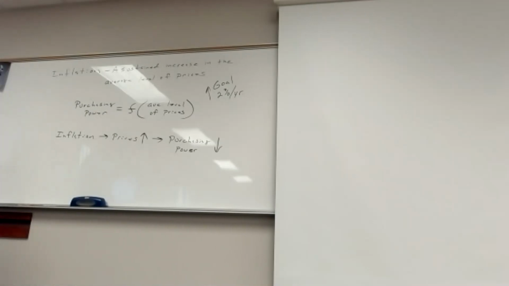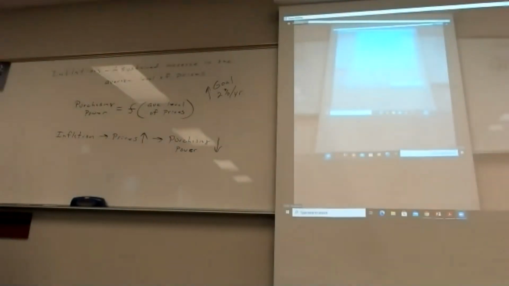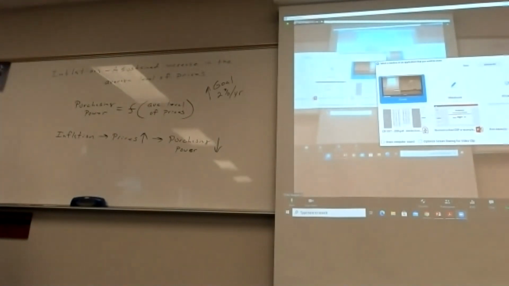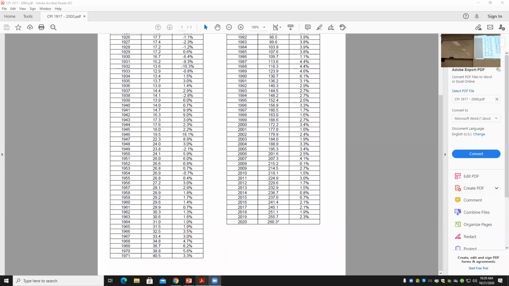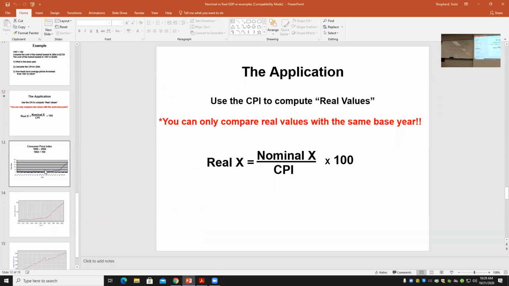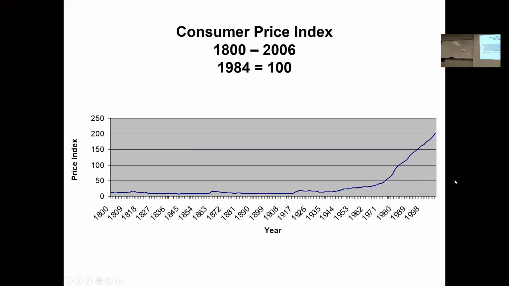Right? And in fact, if you start looking at the inflationary record of the United States, it actually turns out the United States has not done too terribly bad in keeping these prices relatively stable. By the way, this is the consumer price index for a very long period of time. This one goes all the way back to 1800. So 1800 through the year 2006. What's our base year? 1984, right? It's right up there in front of you. 1984 is equal to 100.